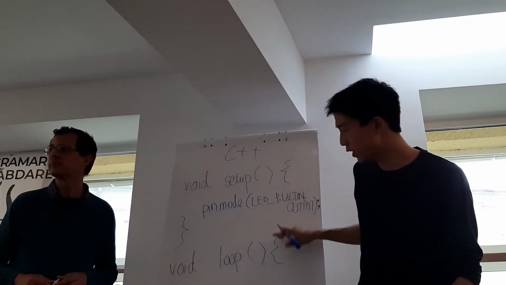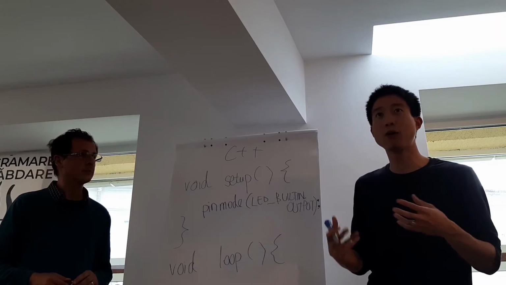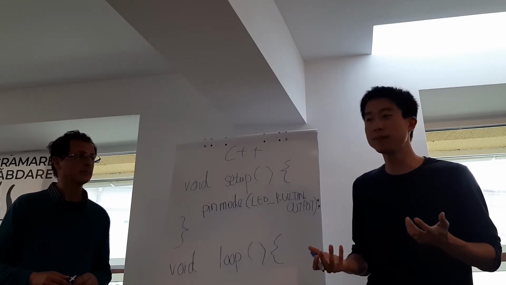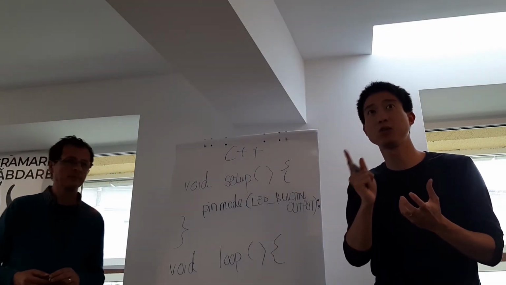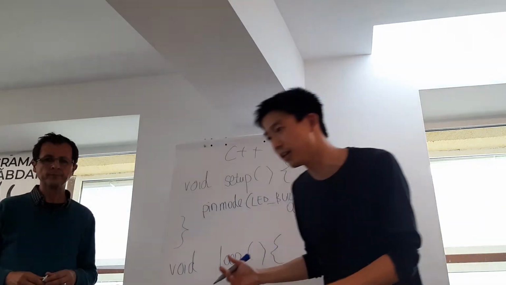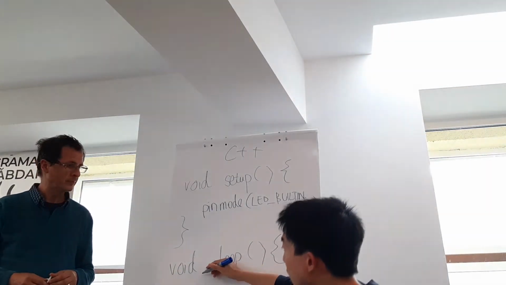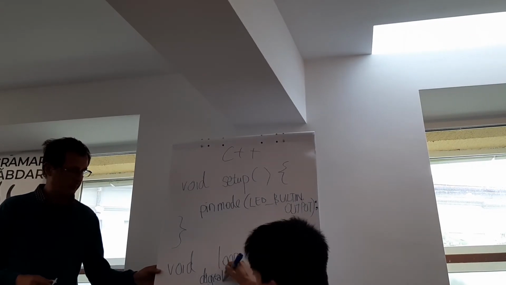The next part is the loop. Now I've got an output pin, the LED. What do I do with it? You have to tell the board to write a 1 to this pin. The instruction in Arduino C++ is digitalWrite.